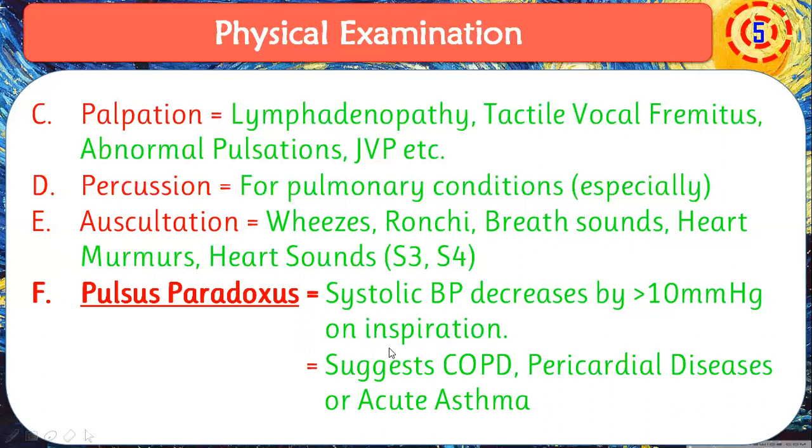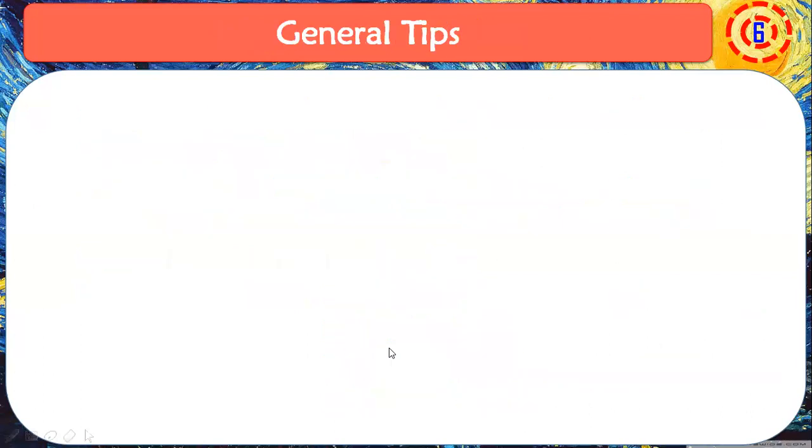Here, most importantly, we have to note pericardial diseases, because though in COPD and acute asthma, pulsus paradoxus might be present, pulsus paradoxus is a must in case of pericardial diseases. So this is the most important part of the physical examination that I've talked about in this slide. And now moving on to our next part, that is general tips.